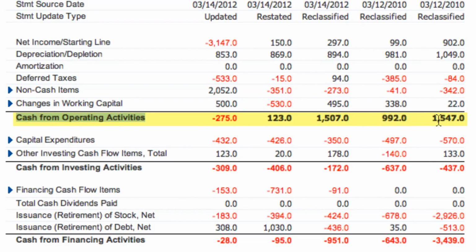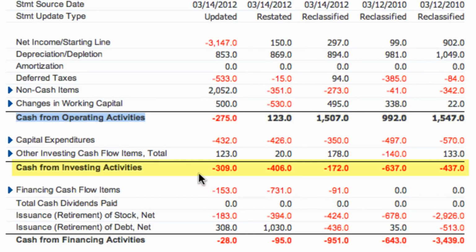So when we look at 2008, it was 1.5 billion, then it was 0.9, then 1.5, then it was 0.1 billion, and then in 2012, it's actually a negative number. So the trend on that operating activities is horrible. That's the exact opposite of how you want to see a company trending.